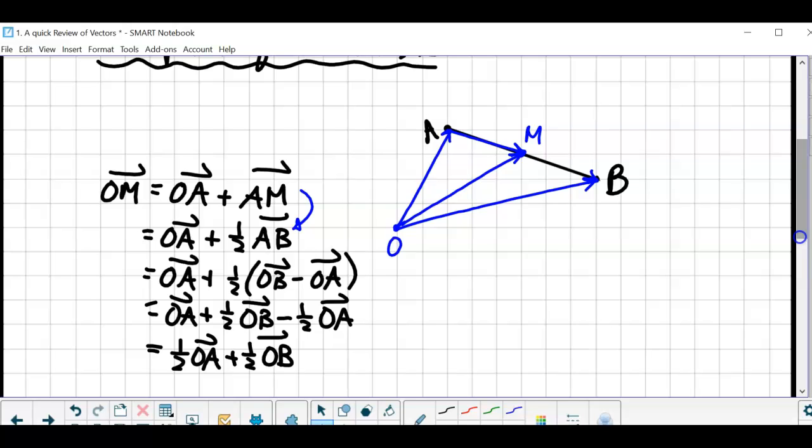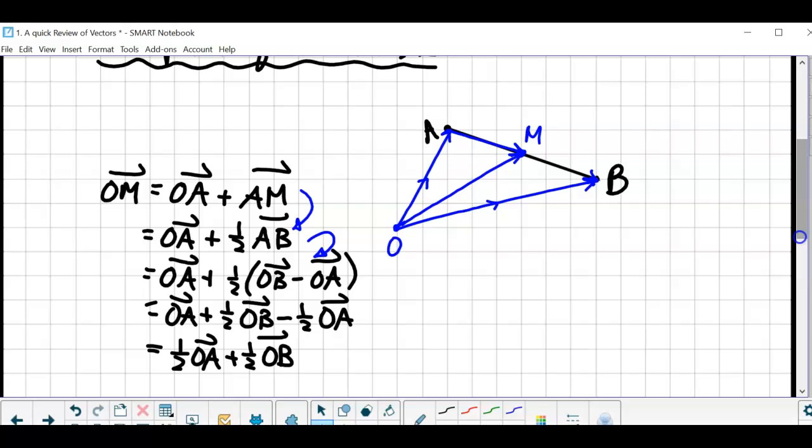Okay, so then what's vector AB? We don't know what that is, but we know the endpoints. Well, AB is vector OB minus vector OA, from what we just talked about with subtracting. So that vector AB you can replace with this. Then if you expand out, multiply through by half, and collect like terms, you get a half OA plus a half OB.